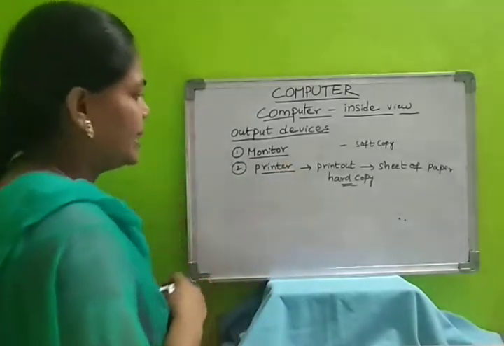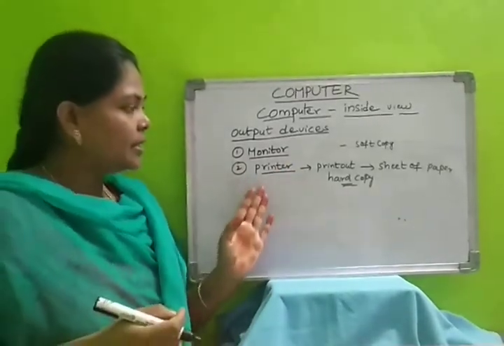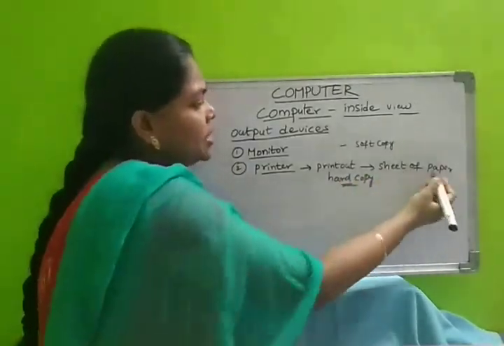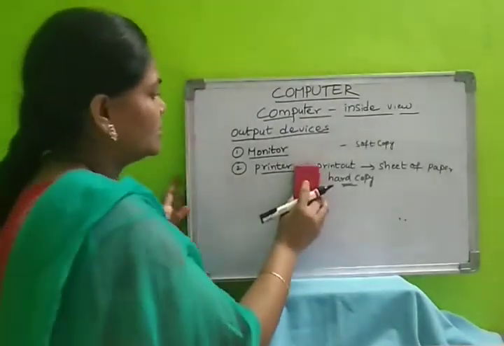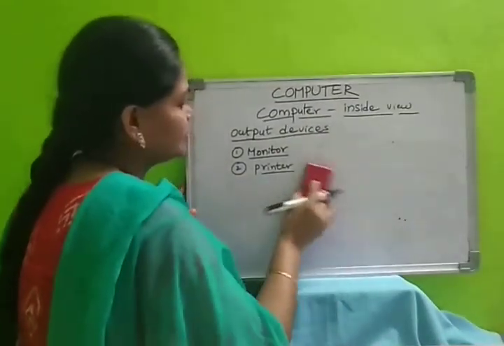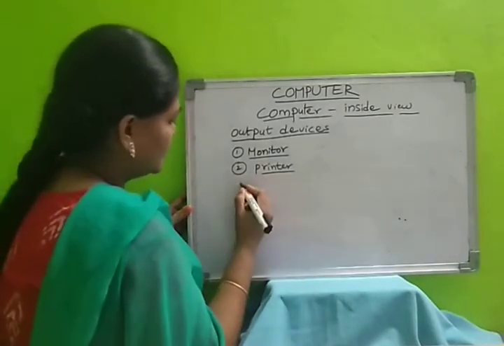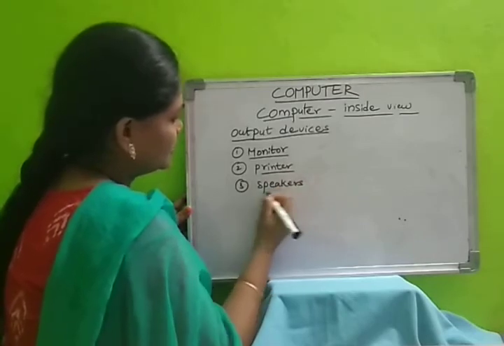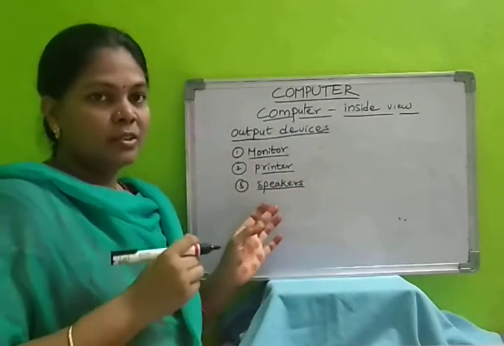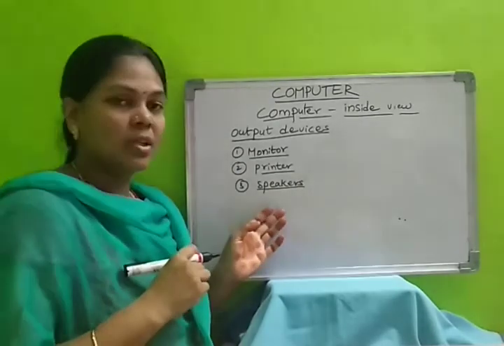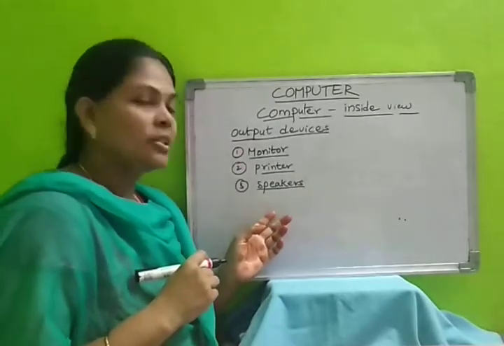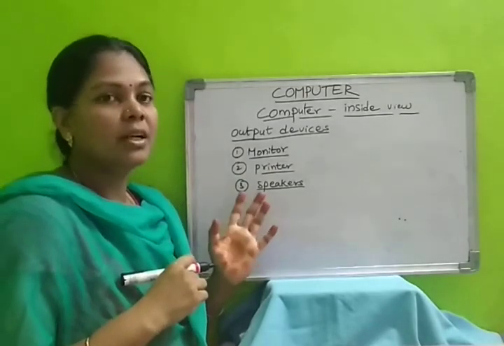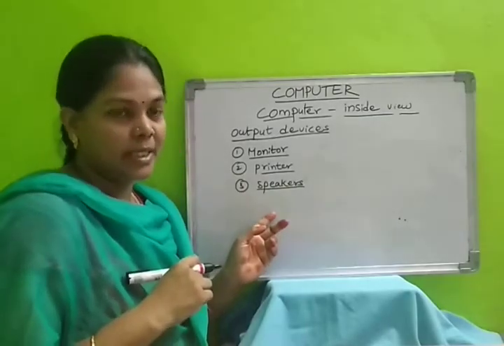The second is the printer. You connect the printer to the cabinet and give print, then it will be printed on a sheet of paper. Next, the third output device is speakers. Using speakers, as in the DG room, you saw speakers, isn't it? Those speakers are used to get louder volume.